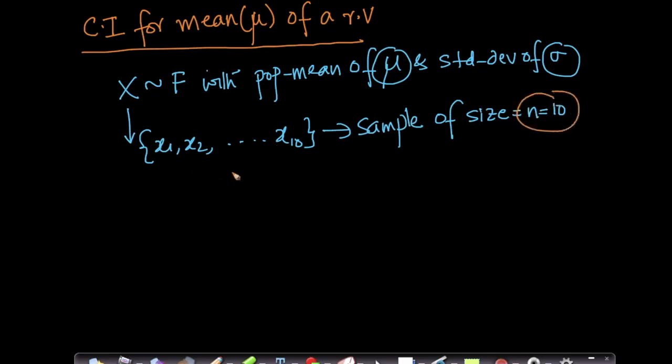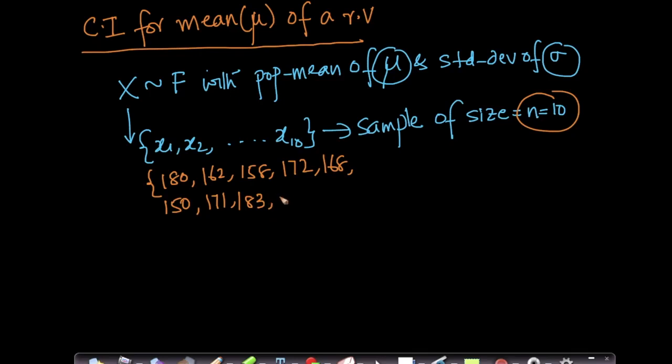I have 10 observations. So let's take the previous example where we sampled heights of people, and we use these numbers: 180, 162, 158, 172, 168. I'm just writing down the numbers here so that you can play with these numbers later when I show some results. These are my 10 observations of heights of people in centimeters. Let's assume we don't know the distribution. It could come from any distribution with some population mean of mu and some population standard deviation of sigma.